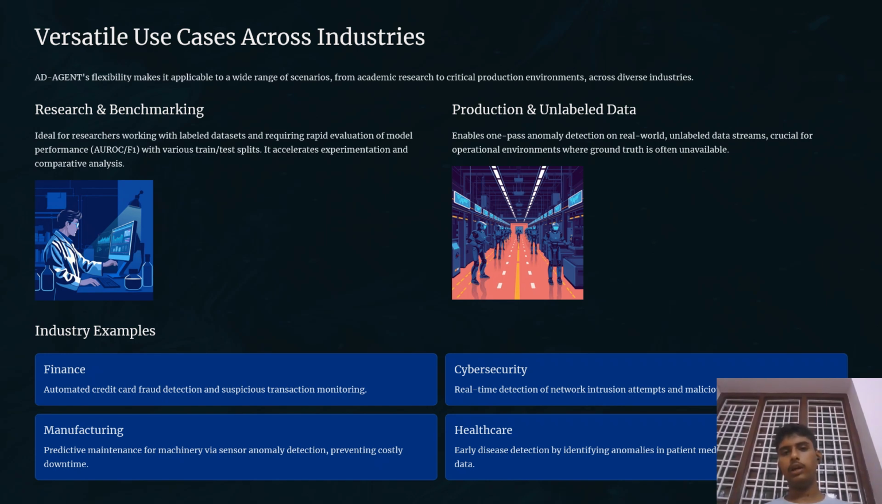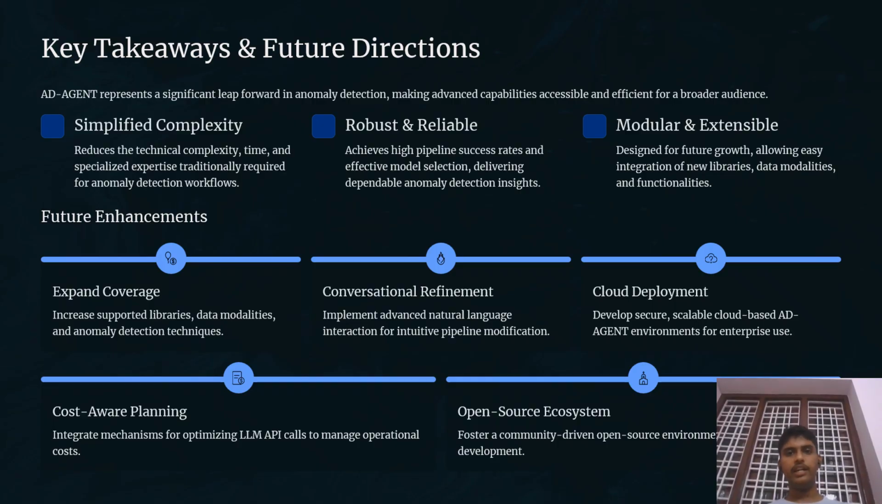Next, productive use on unlabeled data enables one-pass anomaly detection on real-world, unlabeled data streams, crucial for operational environments where ground truth is often unavailable. So, as we have discussed, what is AD agent, how it works, what it does, and what the use cases of it are, here are the key takeaways and future directions. First, AD agent represents a significant leap forward in anomaly detection, making advanced capability accessible and efficient for a broader audience. One is simplified complexity. Next is robust and reliable, meaning achieving high pipeline success rate and effective model selection. Third is modular and extensible, designed for future growth, allowing easy integration of new libraries.